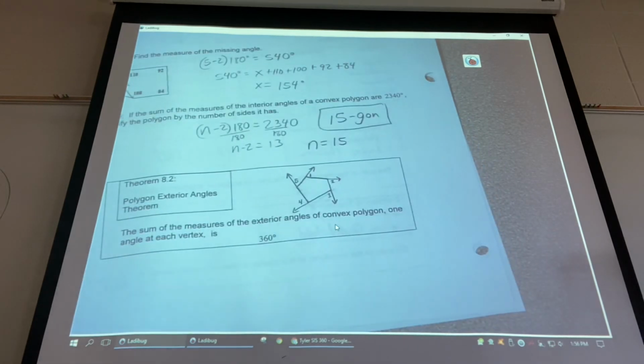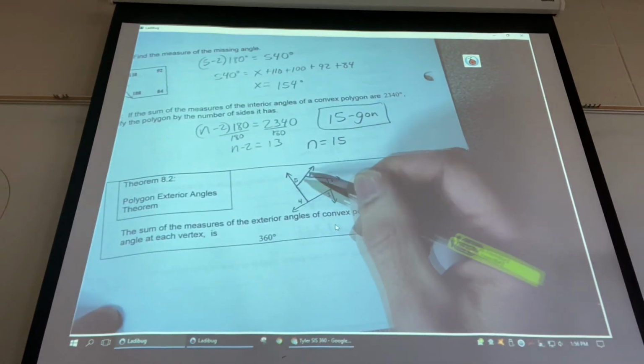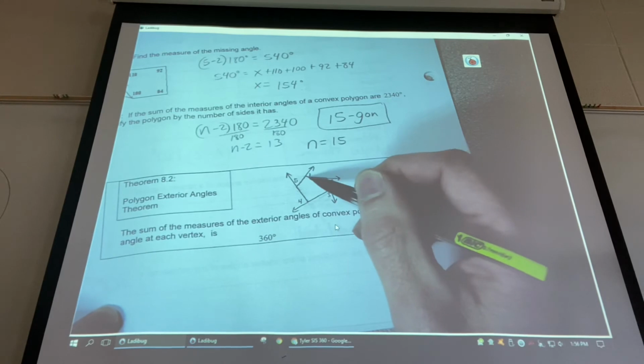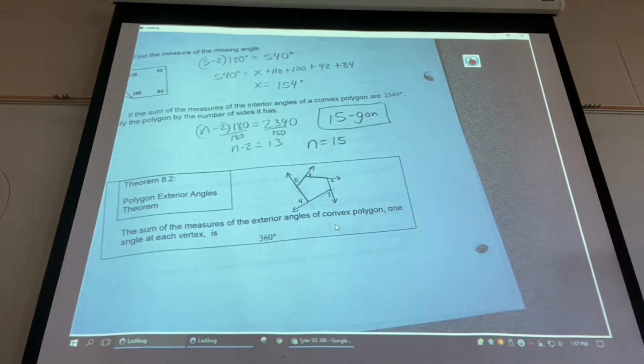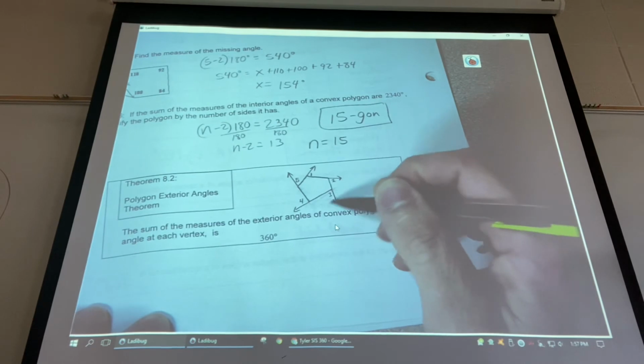And what's interesting about this is if we had decided to go the other way with it, the angle measures would still be exactly the same. It's kind of curious. But it's more customary to have them all fanning out in the same direction.